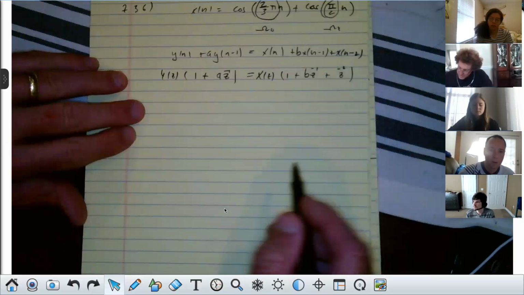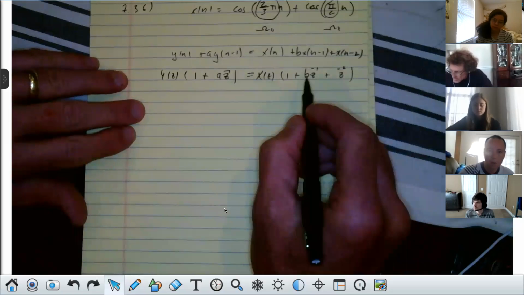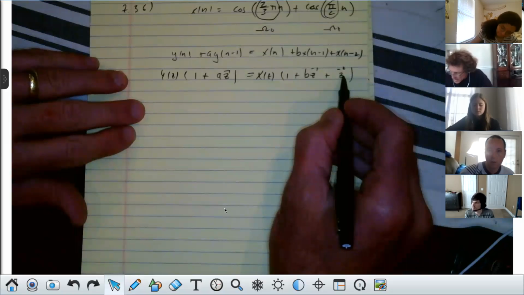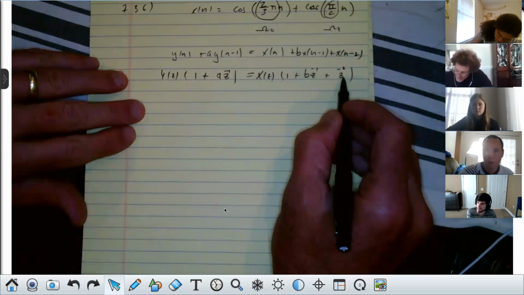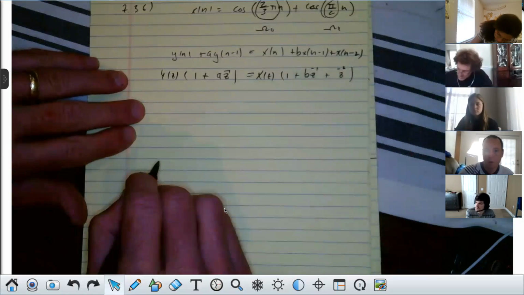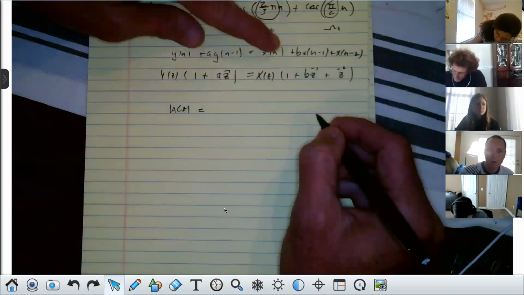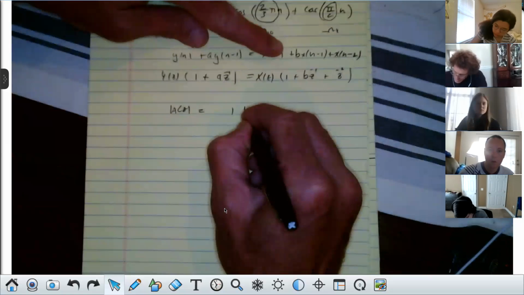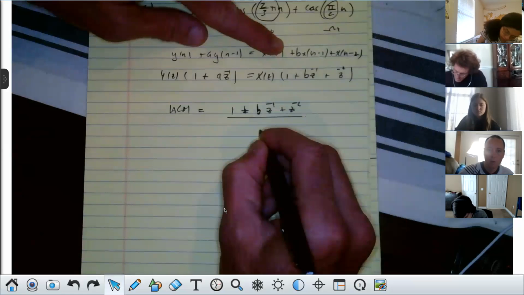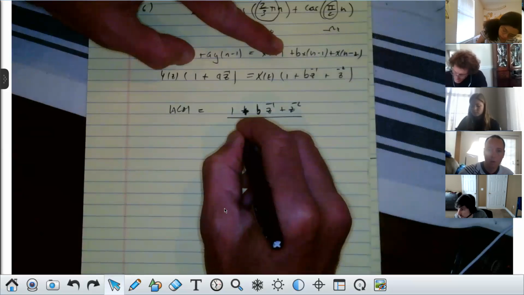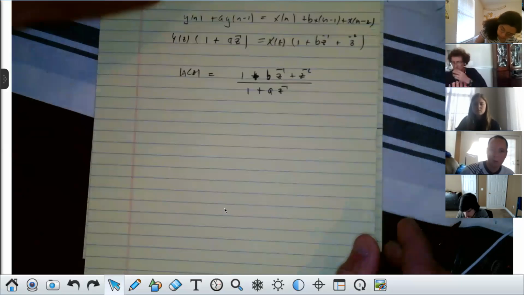If we're convinced of that, what I'm first going to do, and just bear with me, is multiply by z, and here's why. I can see right here I have a z to the minus 2. I would like a z to the 1 and a z to the minus 1 here for a lot of reasons. So first I'll get h of z. h of z is equal to 1 plus b z to the minus 1 plus z to the minus 2, over 1 plus a z to the minus 1. Agreed?